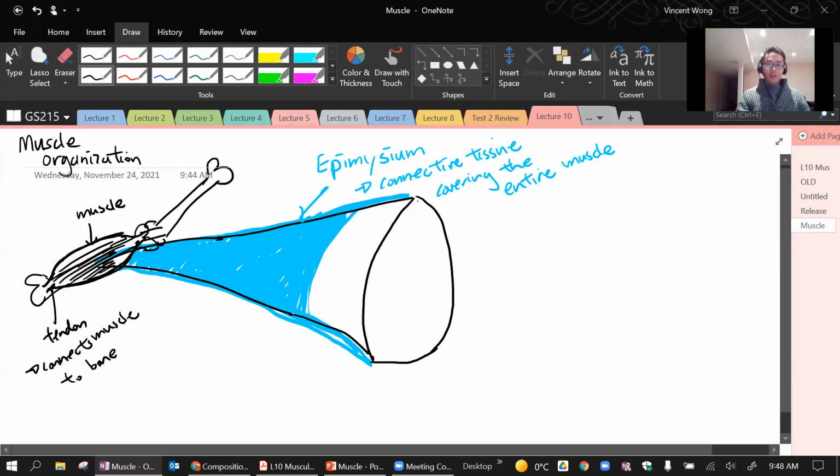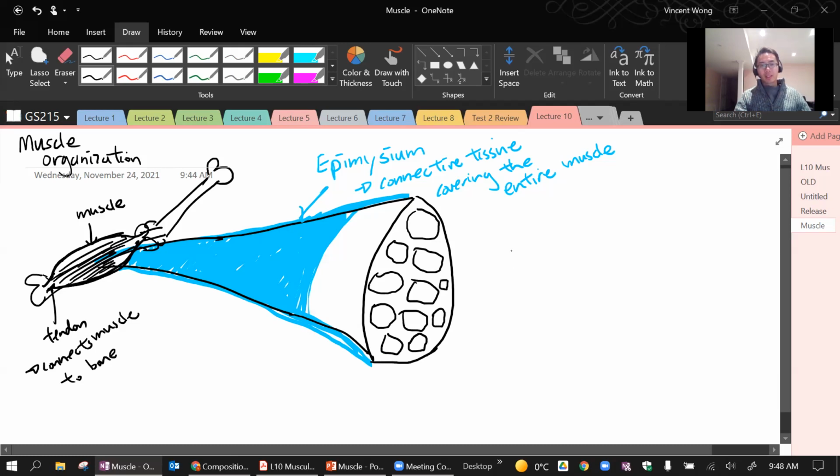Now, if we cut the muscle and take a look at this surface, what you will see is there are going to be individual bundles like this. Some bundles are bigger than others.